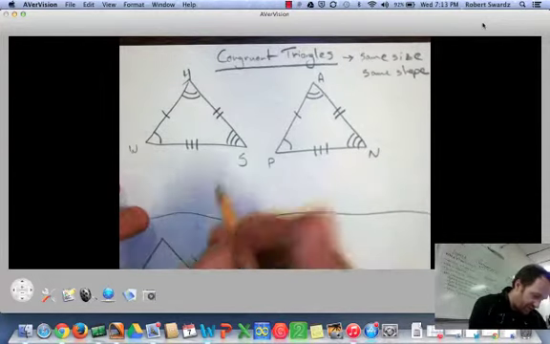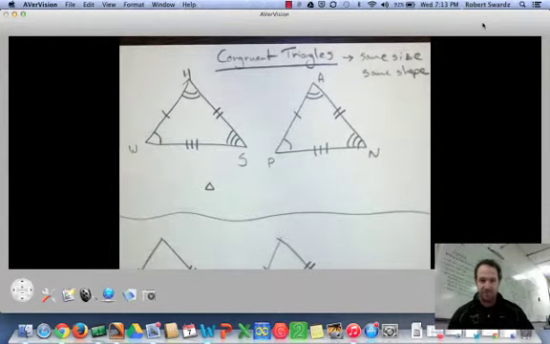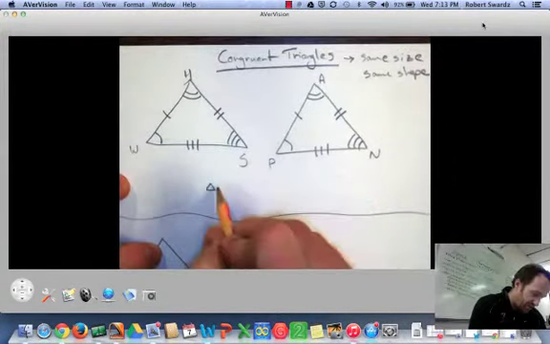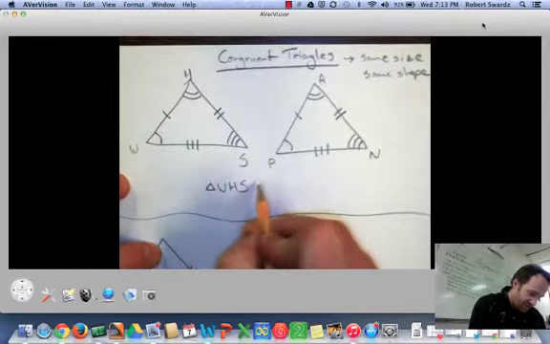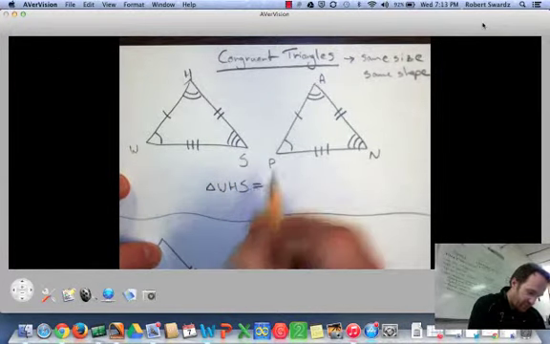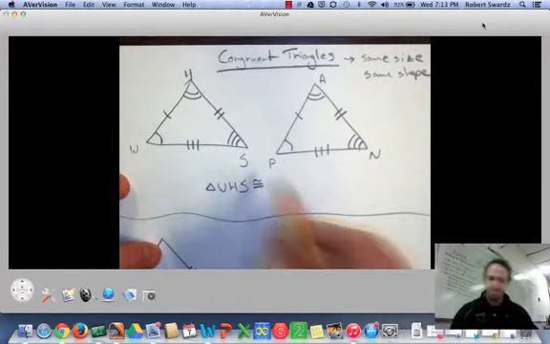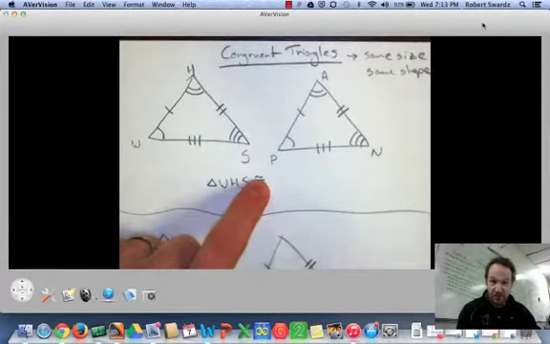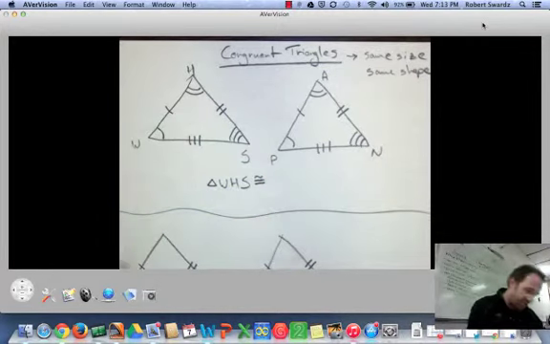Before I get to that, I want to write a statement here that says that these triangles are congruent. Let's call this triangle WHS. The symbol for congruent is an equal sign with a squiggle above it. The squiggle by itself just means similar, but the equals with a squiggle means congruent.